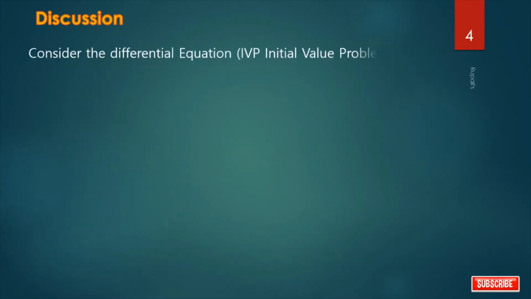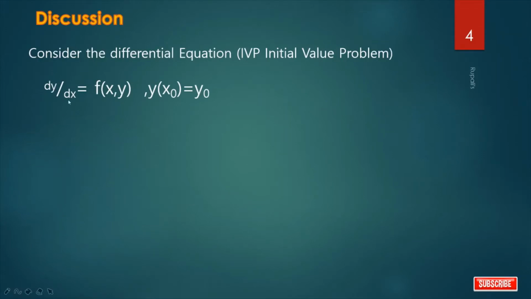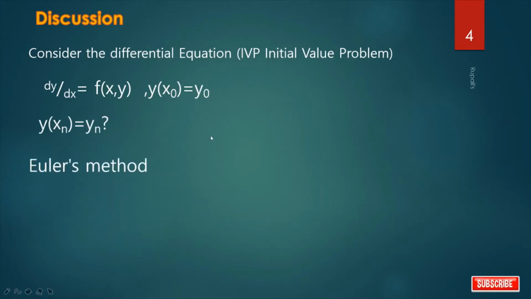Discussion. Consider the differential equation IVP, initial value problem, means initial value is given. So, if the equation dy/dx = f(x,y) and the initial value of x equals x0, then the corresponding value of y is y0. It is given. Now, the problem is I have to calculate what is the value of y(xn). If the value of x is xn, then what is the value of yn? I have to calculate using Euler's method.